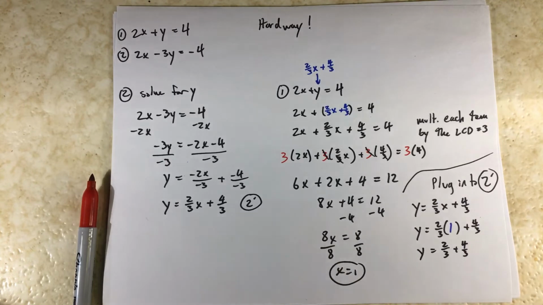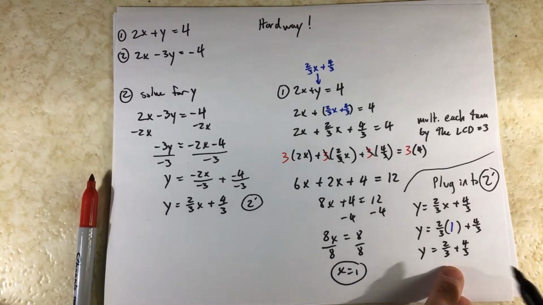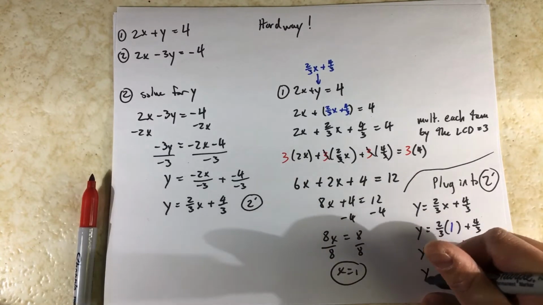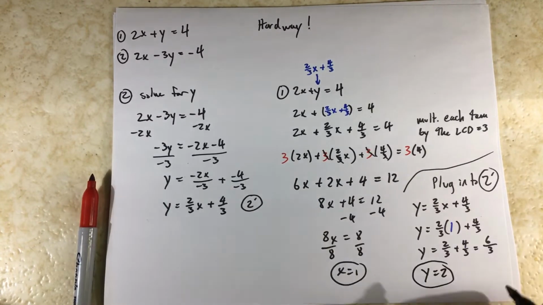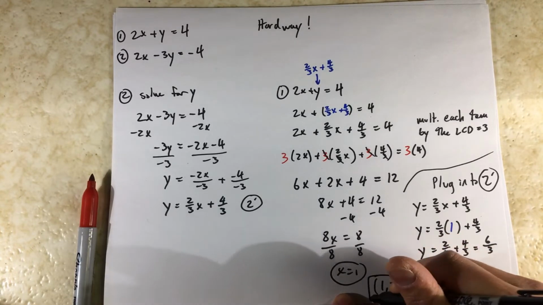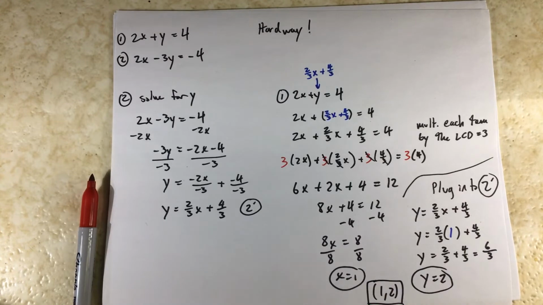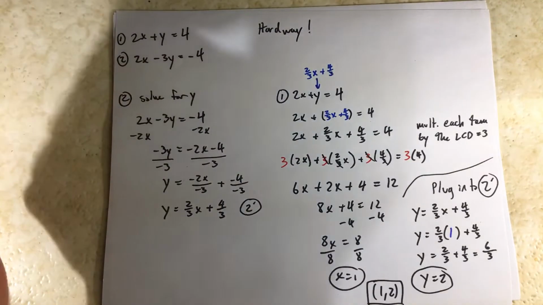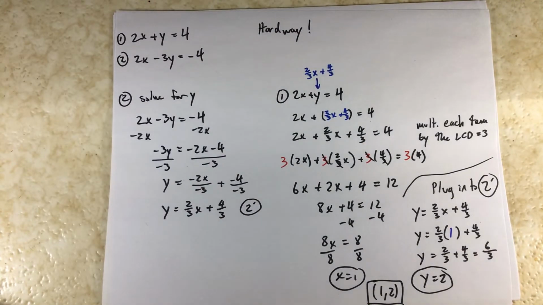So adding fractions, they have a common denominator, so you can just add the numerators and keep the common denominator. So this is 6 over 3. y equals 2, which is the same answer we got before, 1 comma 2. x equals 1, y equals 2. Again, different paths get you the same place. These are the same two lines. If you graph them, they would still intersect there.